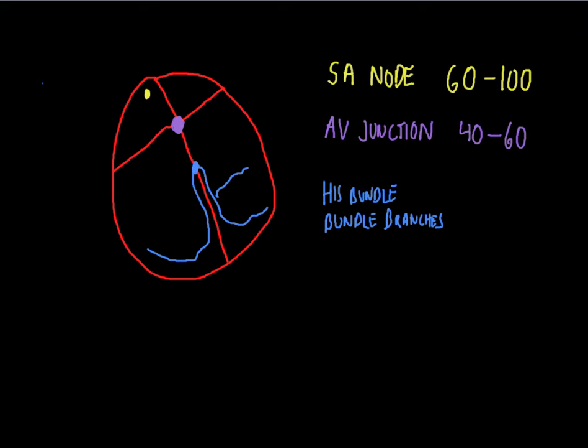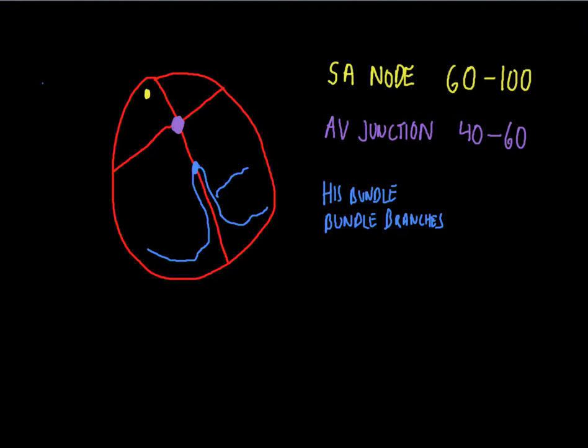The atria, between the SA node and the AV junction, can do this all in one big quick shot. But the ventricles have to actually split this off in order to be able to get the signal to come out.